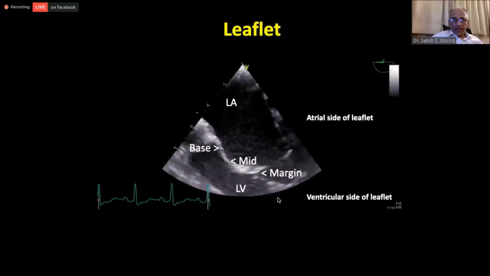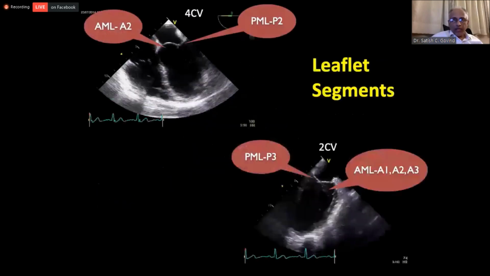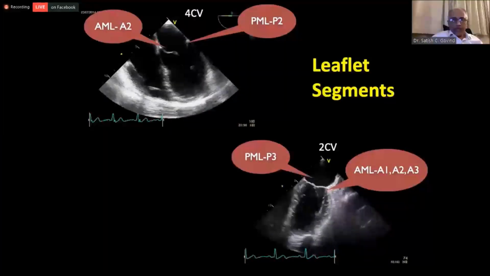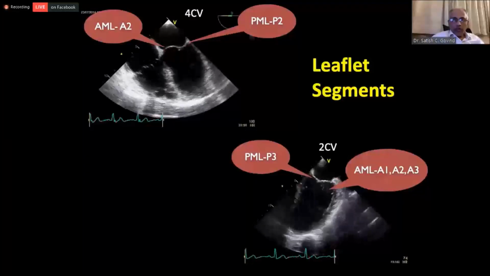Then the leaflet itself. If you are going to write an echo report, and if you are going to be very specific, we have to be very, very careful in how we write it. So you have the atrial side of the leaflet, and you have the ventricular side, and then you have the margin, the mid leaflet, the base. So this is how we can localize it. Then we can look at leaflet segments. This itself is quite extensive, so I'll go through it very quickly.